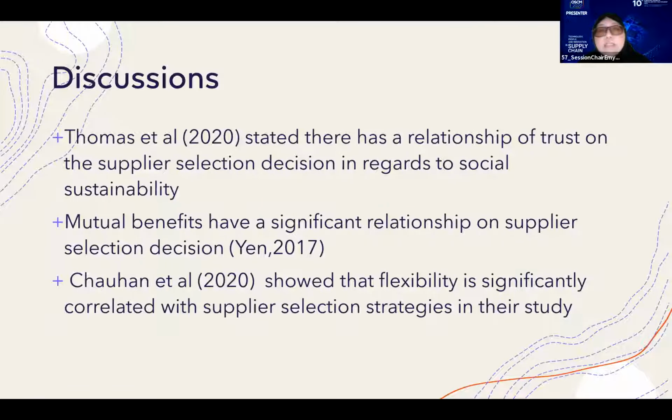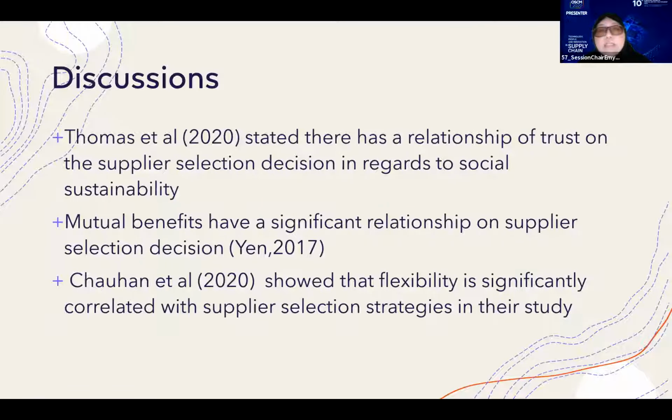And then the mutual benefit, Yan also agrees in regards to the significant relationship because their work also showcases the same result. Chahan also showcases flexibility in regards to correlation. However, it's not conclusive whether they have a predicting value in their paper.